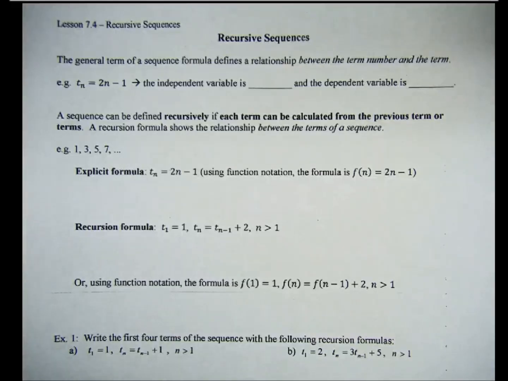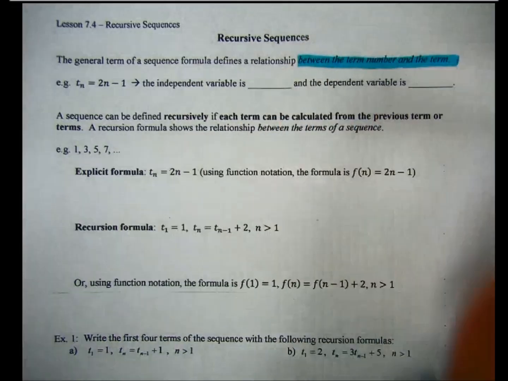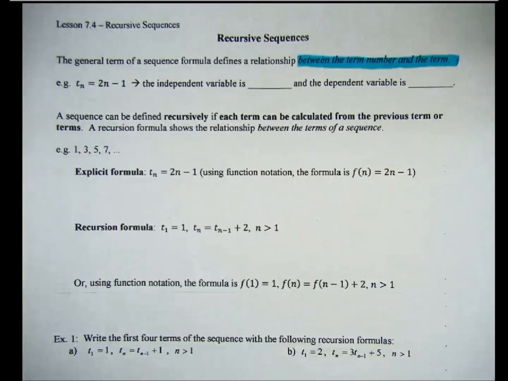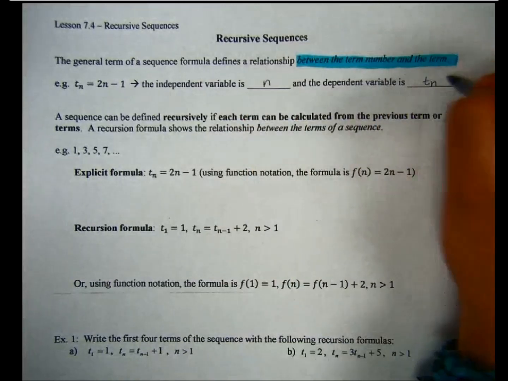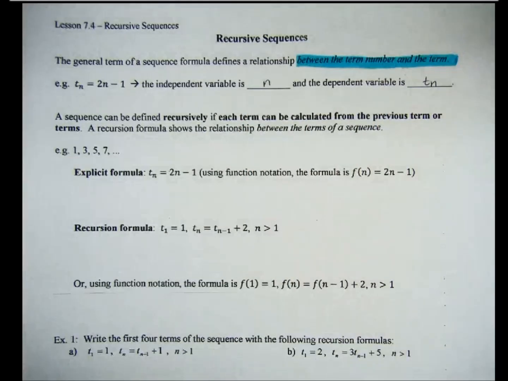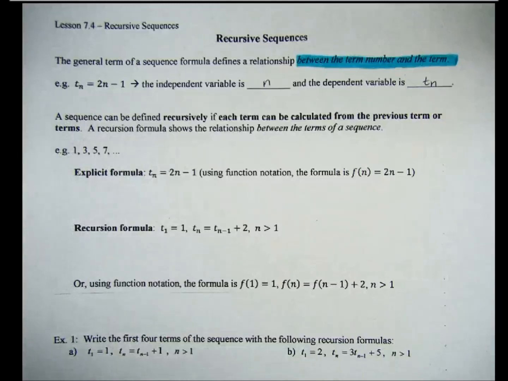Up to this point, we've dealt with explicit formulas for sequences. The general term of a sequence formula defines the relationship between the term number and the term itself. So meaning in this example, Tn equals 2n minus 1. The independent variable is n, and the dependent variable is Tn, and they're related. So if you want to know the 10th term, all you need to do is plug in n equals 10, and you would get the 10th term as 19.